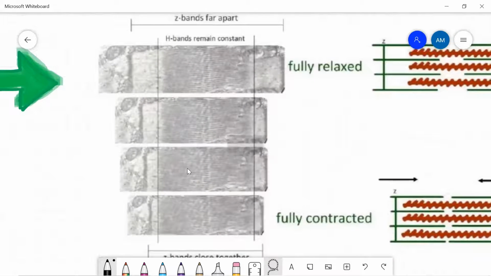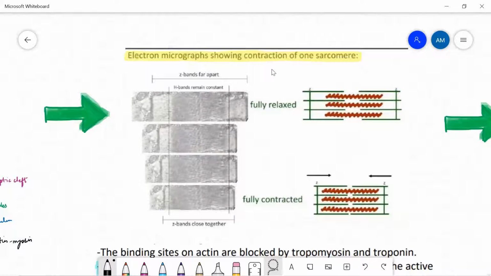In this image over here, you can see an electron micrograph of how a sarcomere appears when it is at rest or fully relaxed, and how it appears when it is contracted. What you notice over here is the myosin filaments don't change their position at all. These are the myosin filaments and these are the actin filaments. You can clearly see that the gap between the two actin filament columns is now shorter. That gap has reduced. Here the H zone was pretty wide, and after the sarcomere contracted, the H zone is almost disappearing.